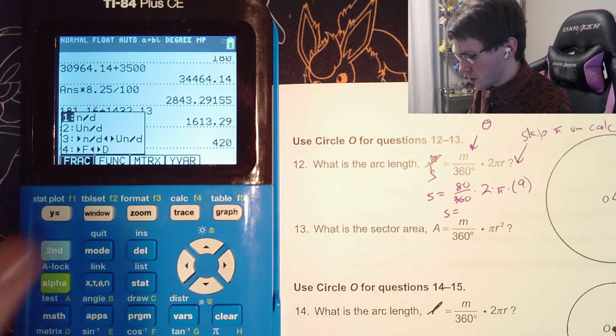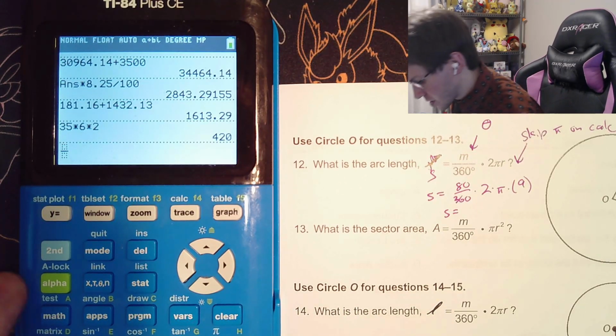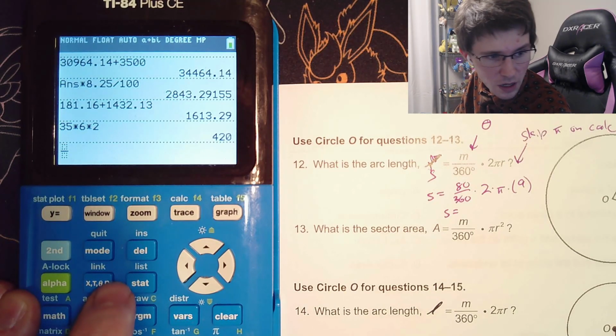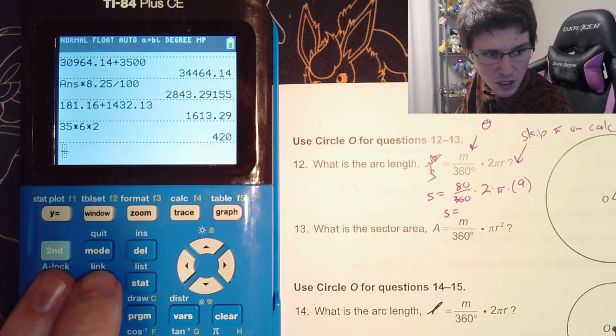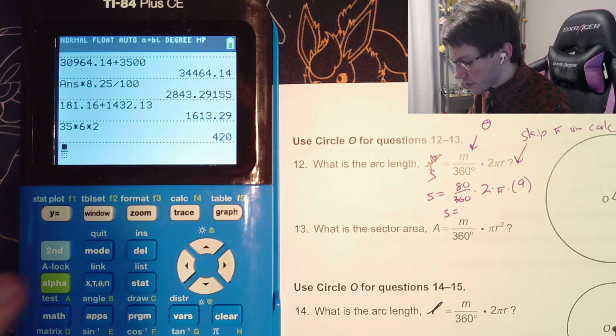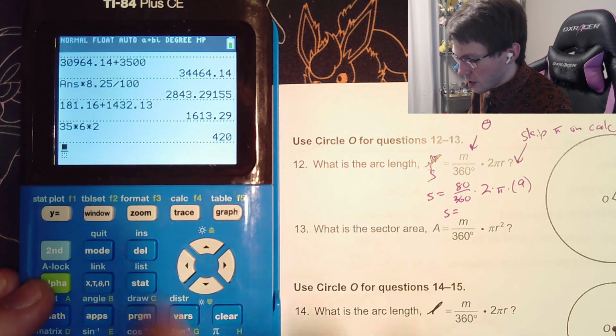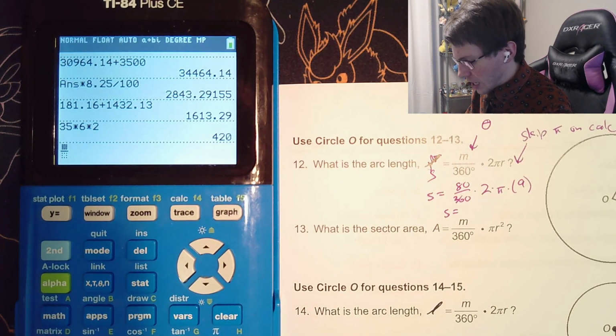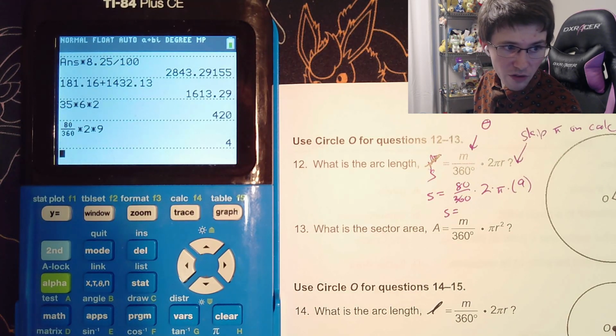So we're going to go alpha, y equals, enter, or if you have the newer calculators, right here there's a little green fraction bar. So you hit second x, but that's not on this calculator yet. You can see it's just not there. Anyways, 80 over 360. I could probably update the operating system to make it work. Skip the pi and then times 9. You can see it just gives us 4 right away.